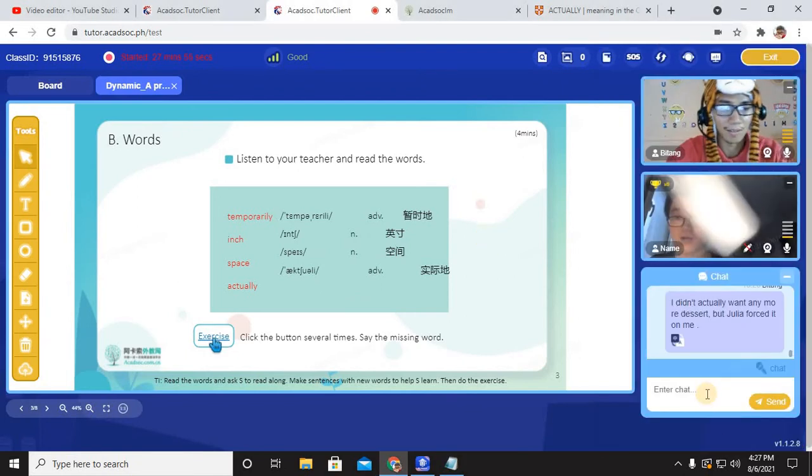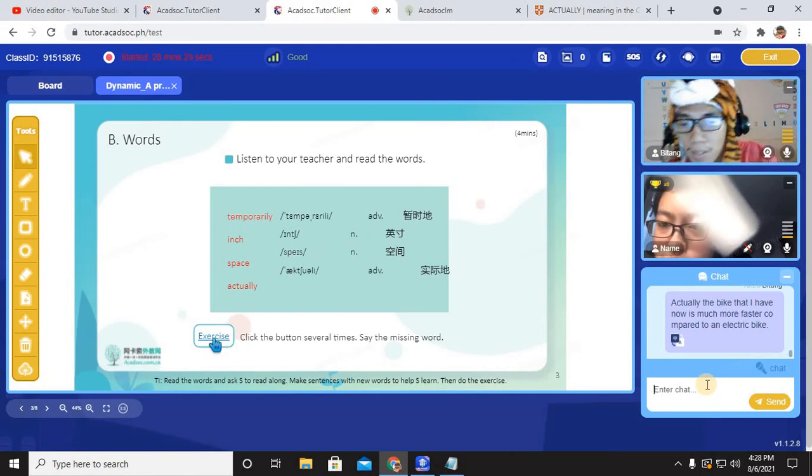You can also say that. So you can say, actually, the bike that I have now is much faster compared to an electric bike. All right, there you go. Okay, let's have some exercise. What is the missing word, Mike?